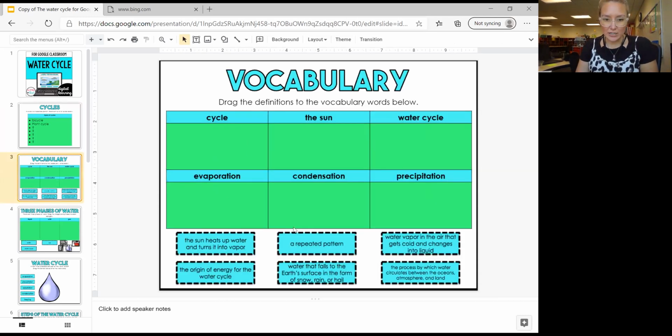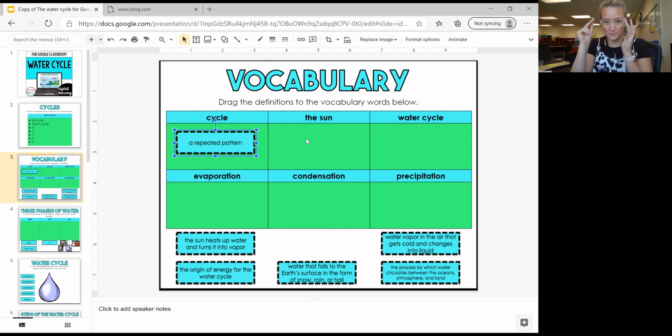So for the cycle here, we have a couple of options. We'll read through them together right now, and then we'll start placing them with the other ones. The sun heats up the water and turns it into vapor. The origin of energy for the water cycle, a repeated pattern. Water that falls to the earth's surface in the form of snow, rain, or hail. Water vapor in the air that gets cold and changes into liquid. The process by which water circulates between the ocean, atmosphere, and land. The cycle is a repeating pattern. It is continuous, keeps going around and around and around.